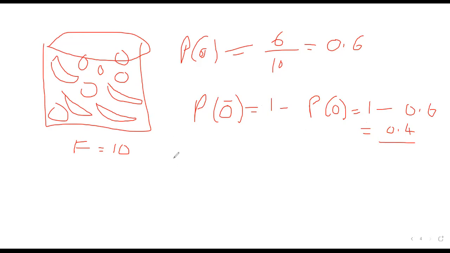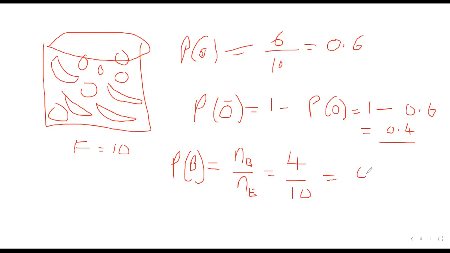So can somebody tell me what's the probability of picking a banana? The number of what? Bananas over the total events. The total number of events, which are the fruits. So we have how many bananas? 1, 2, 3, 4. So 4 out of the total number of fruits that we have, which is what? 10. So we're gonna get 0.4.